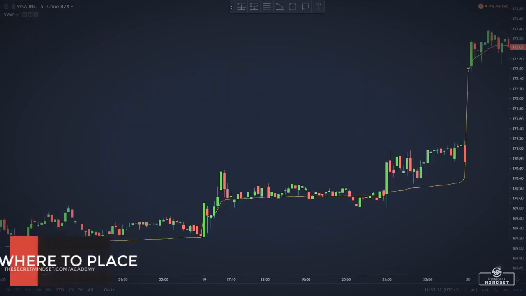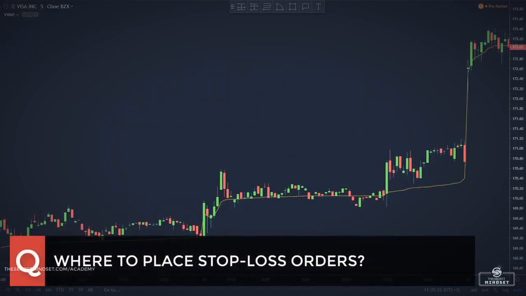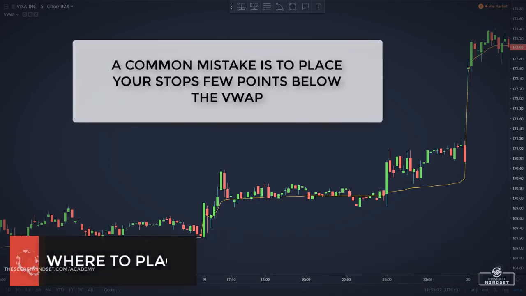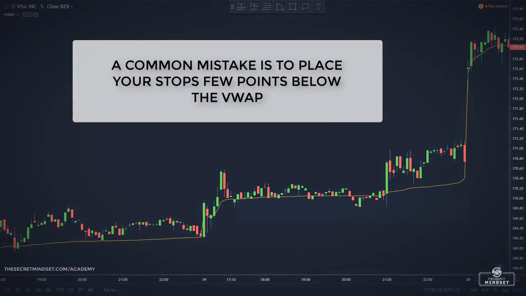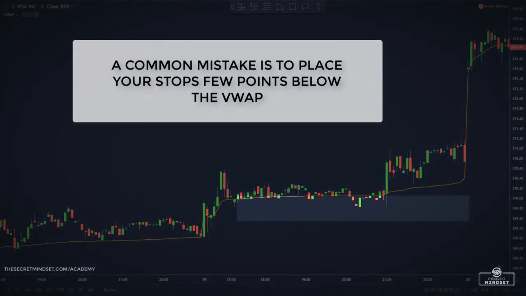Also, you have to be smart with where you place your stop loss. A common mistake is to place your stops a few points below the VWAP line. You will be stopped out often if you place your stop loss close to the VWAP.